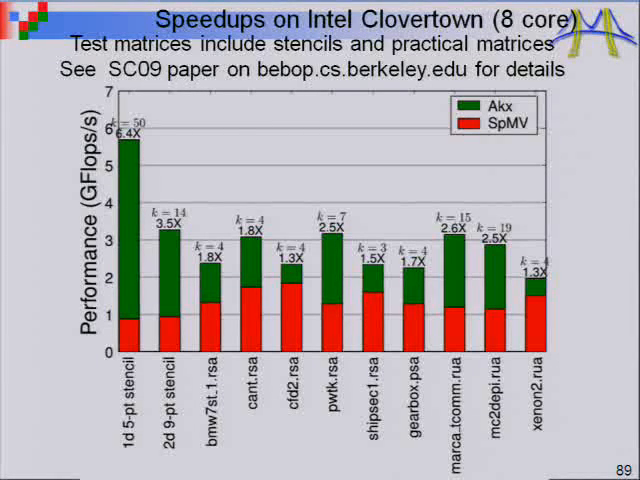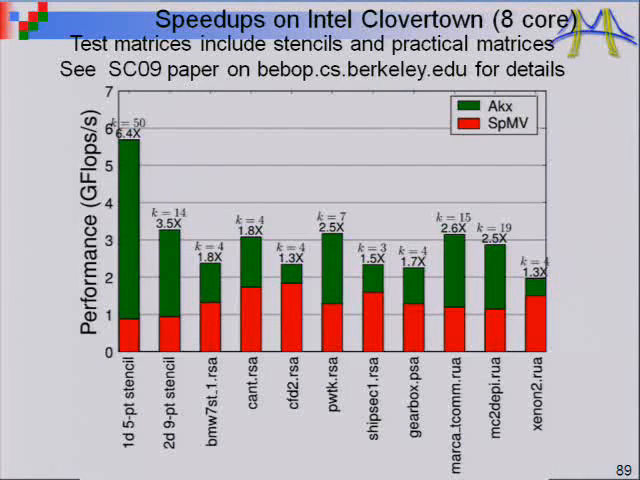You can see they depend rather dramatically on what the structure of your matrix is. Each of these is a different sparse matrix from different walks of life. The vertical axis is speed-up. The red is the single totally optimized sparse matrix vector multiply. The green is how much faster we go. The speed-up is shown here, and also the value of k, how many steps I take in order to make it go as fast as possible. So this was an Intel Clovertown.